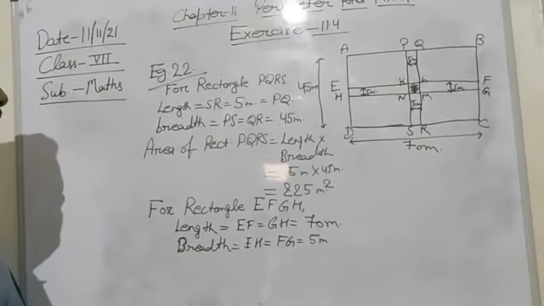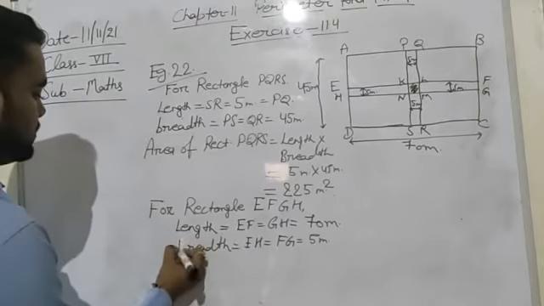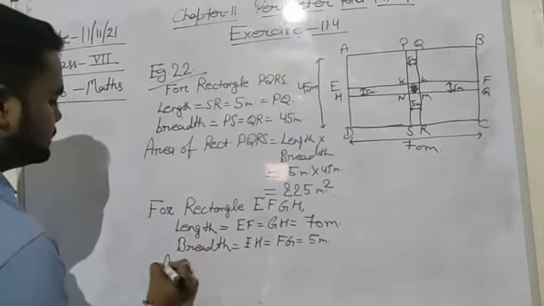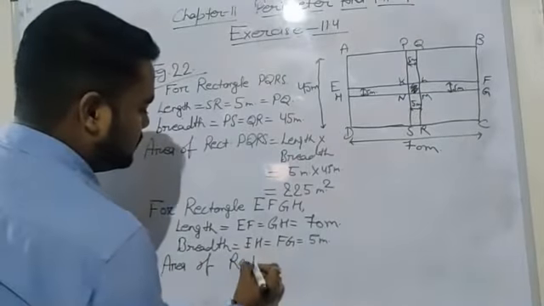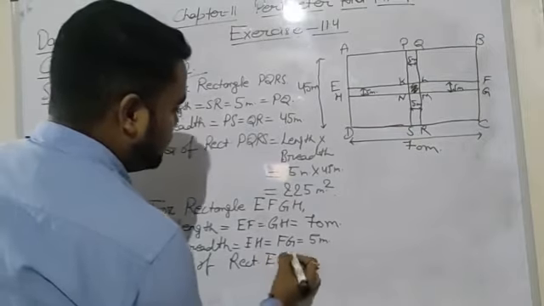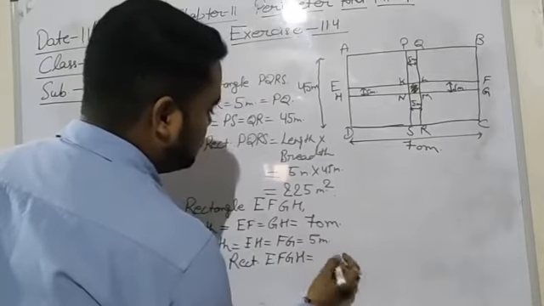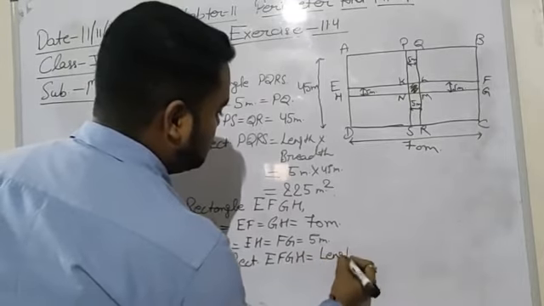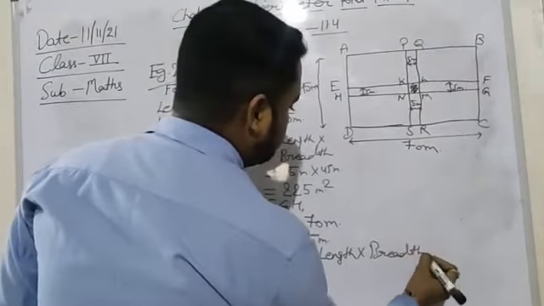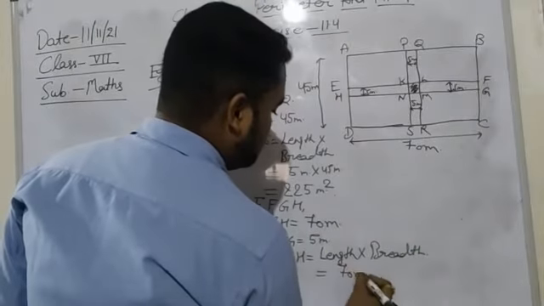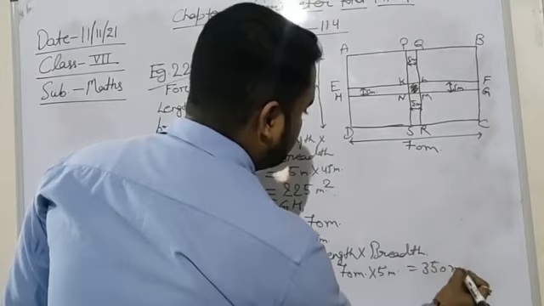As we know the length and breadth of this rectangle EFGH, now we can easily calculate its area. Area of rectangle EFGH is, formula for that, length into breadth, 70 meter into 5 meter, that is 350 meter square.